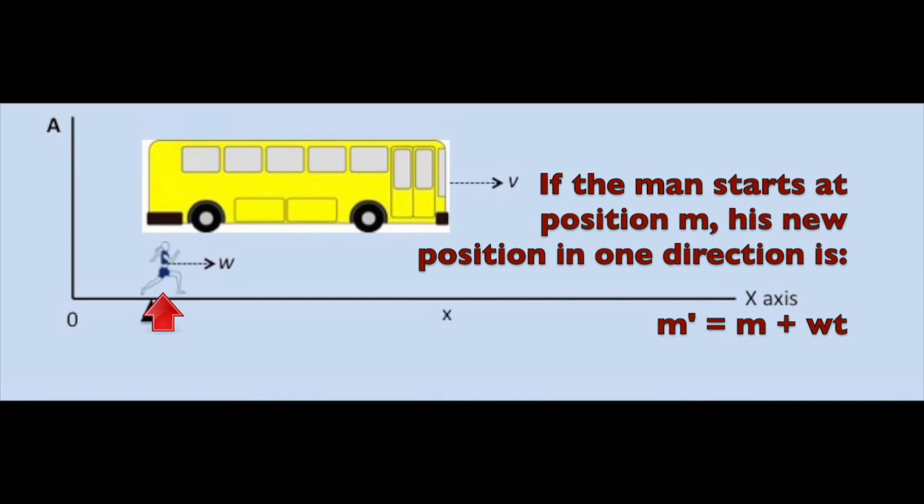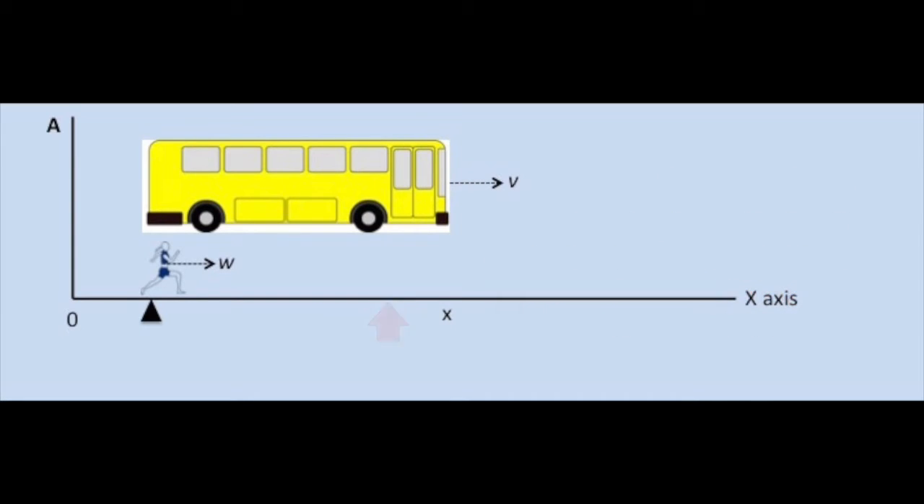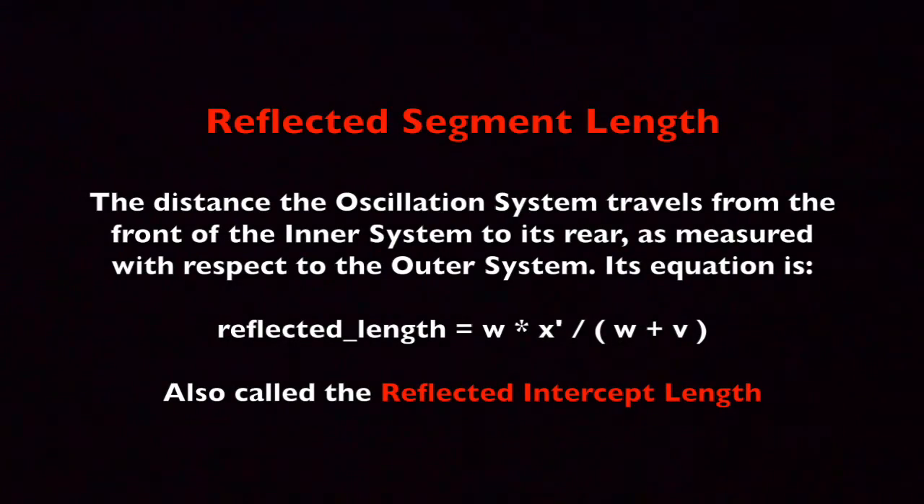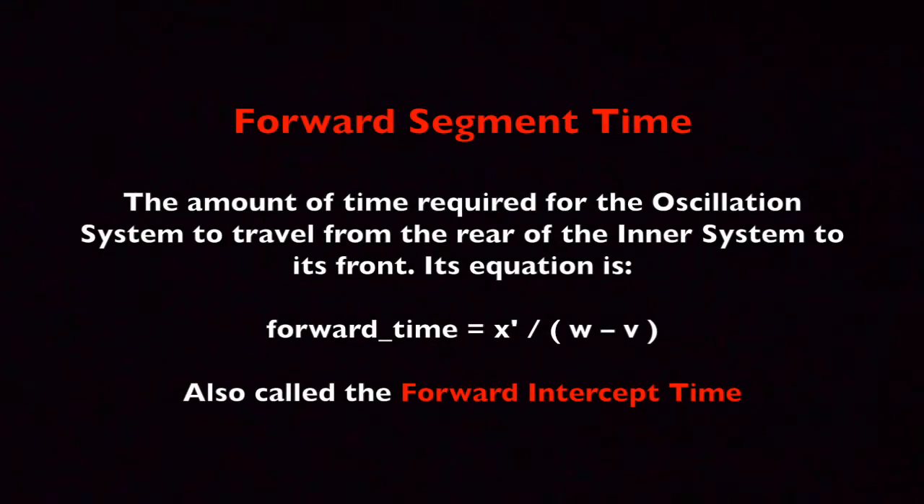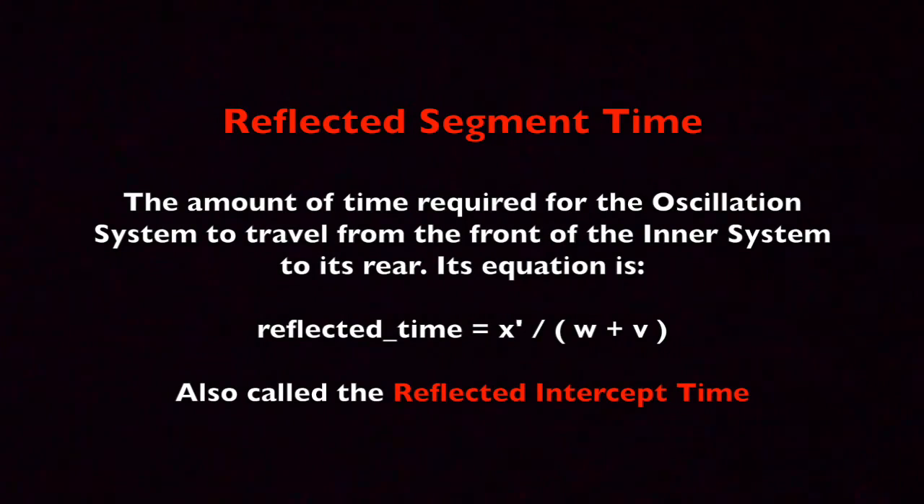Now let's take a look at the man. I could develop another translation equation that helps us understand his position, but what I think is more interesting in this case is to answer some questions about how far he moves. First, I need to introduce a few terms. The length that the man walks from left to right is called the forward segment length. The length he walks from right to left is the reflected segment length. We can also find the amount of time it takes for the man to travel each of these lengths. These times are called the forward segment time and the reflected segment time, respectively.